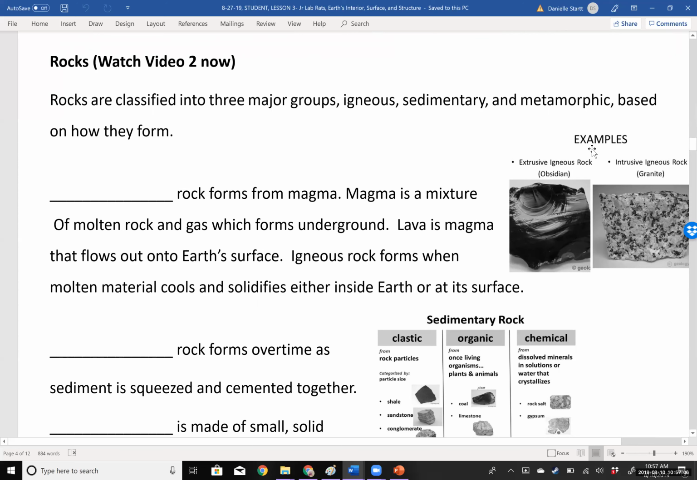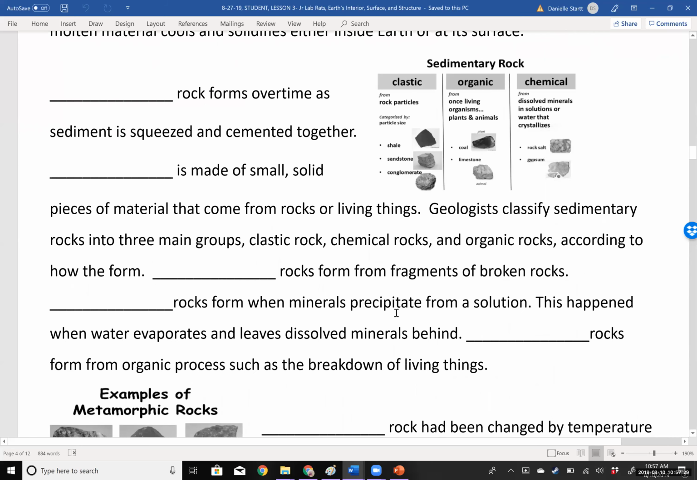So these would be igneous rocks, which means they're formed from magma. An extrusive rock, like obsidian, is formed outside of Earth's surface, so from lava flowing out. And an intrusive rock, such as granite, is formed inside Earth, beneath the surface, from magma. And granite is a good example of that.